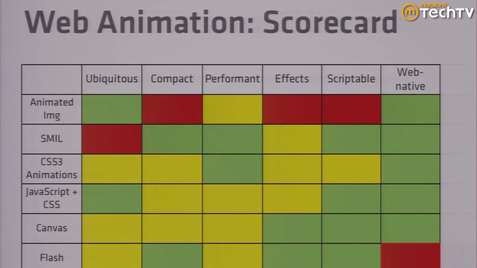But when you look at the animation scorecard overall, when you choose these things, you look at how ubiquitous is the browser, how compact is the format being delivered, so is it a low download, basically? How high performance is it? What is the range of effects that you can create with the animation technique? Is it scriptable? And is it web native? And as you can see, there's a lot of strengths and weaknesses.